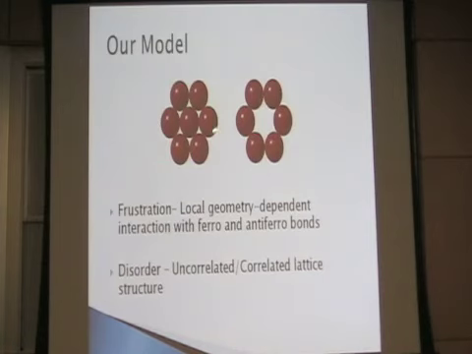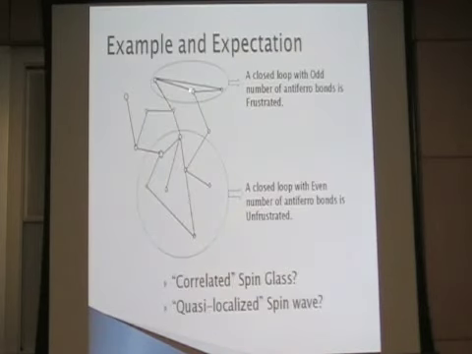And by diluting the lattice, we can have uncorrelated disorder or correlated disorder, depending on the algorithm, how we dilute the system. Finally, I show a more specific example here. This is a random graph, and we have these red bonds, they are antiferromagnetic bonds defined in the previous slide. So here, this closed loop with only one antiferro bond is frustrated, and this loop with 2 antiferro bonds is unfrustrated. So we conjecture that this kind of toy spin model will, in the uncorrelated case, it's just a spin glass.